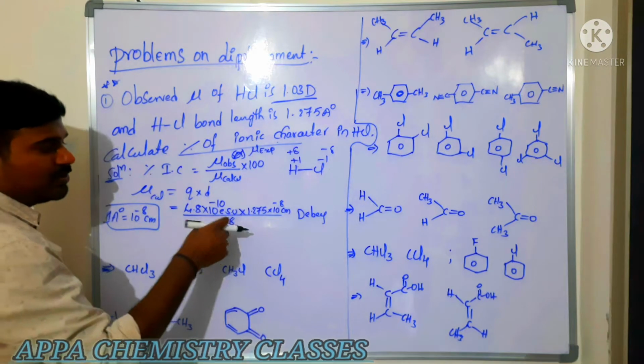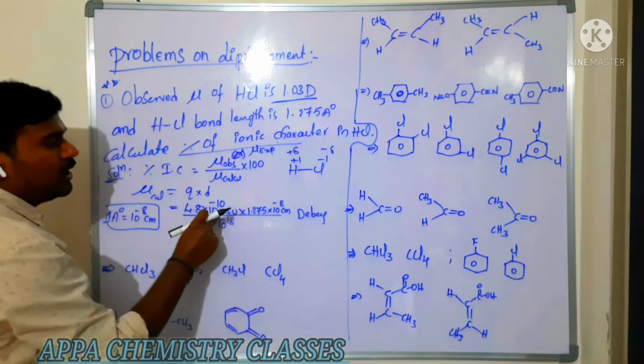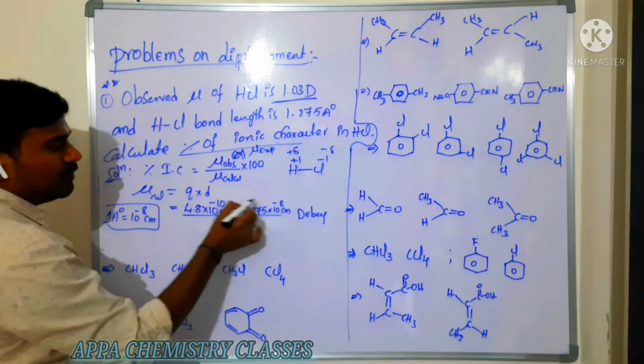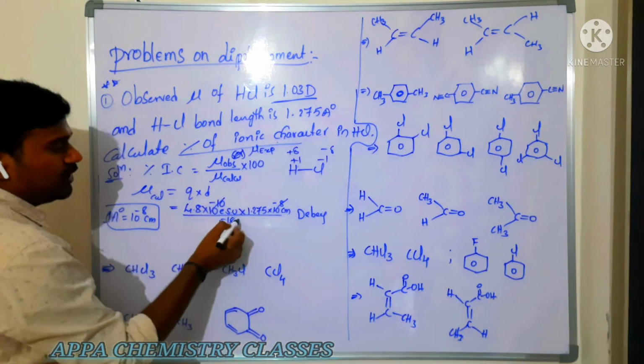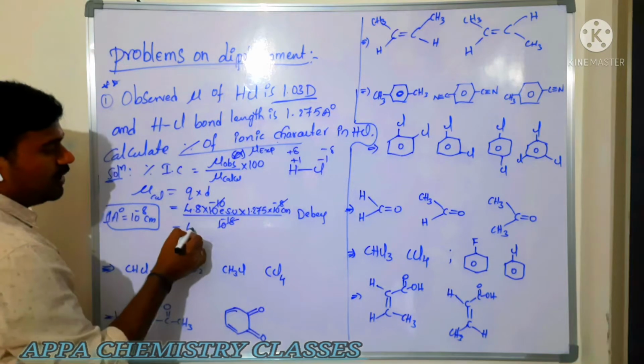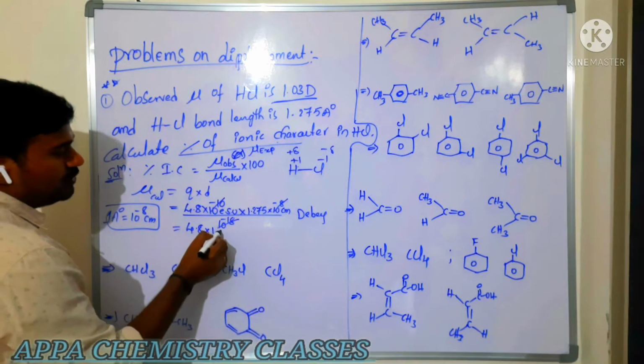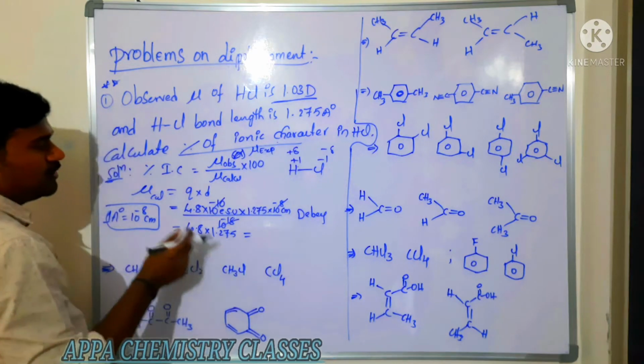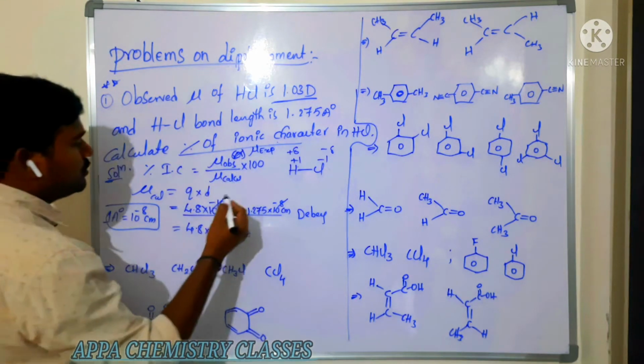They gave the observed dipole moment in debye. In the concept I explained how you get debye units: ESU into centimeter by 10 power minus 18. So here 10 power minus 10, 10 power minus 8 and 10 power minus 18 get cancelled. That is, 4.8 into 1.275 you have to do. That is the calculated answer, which you substitute there.